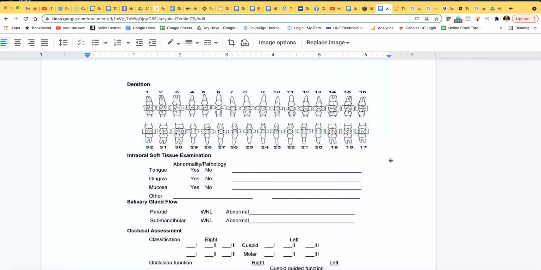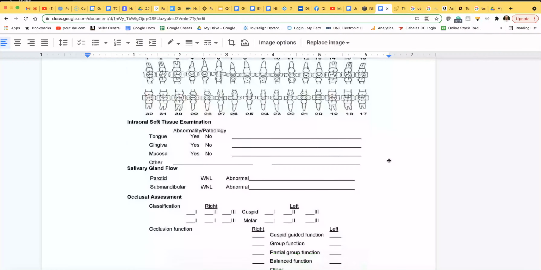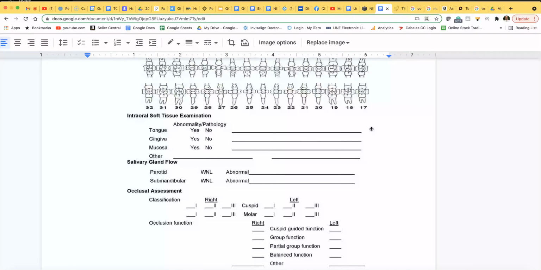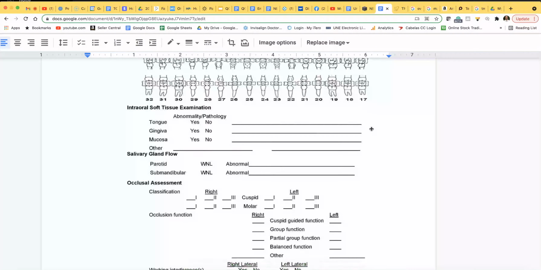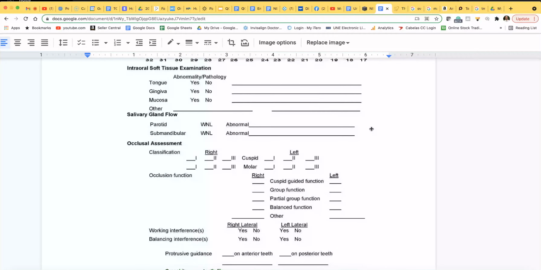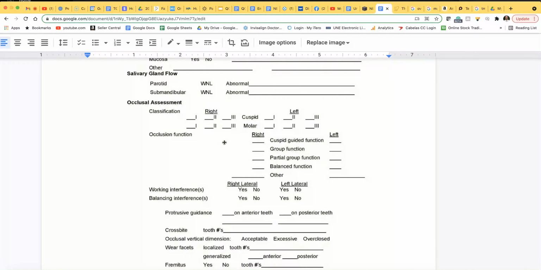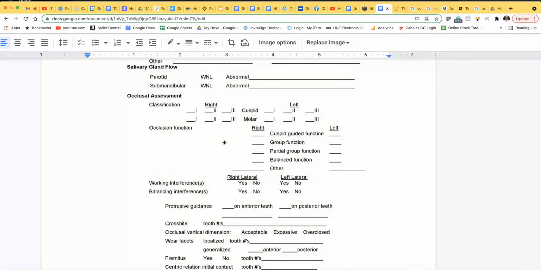Dentition, I don't really do any of this. We already have this information. Eventually I'll create a nice clean document without some of this unnecessary information. Same with this. I might comment a little bit on the salivary gland flow. Why is that important? Well, if there's abnormal flow, there might be something impinging on the parotid, which may also be affecting the joint. It's not the joint that's the problem, it's something else that's the problem.